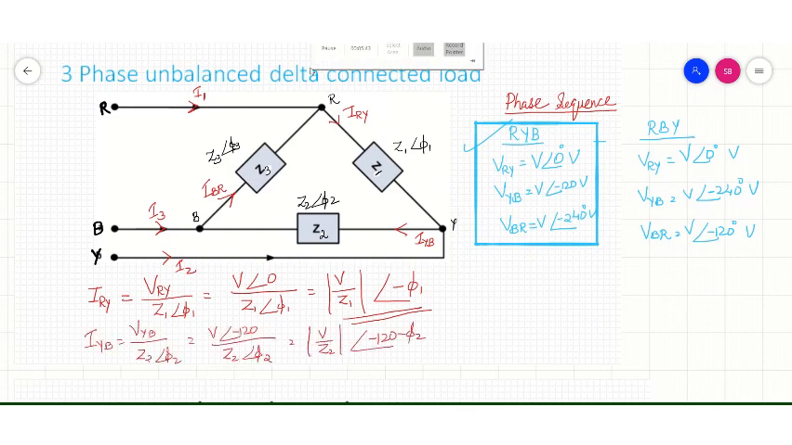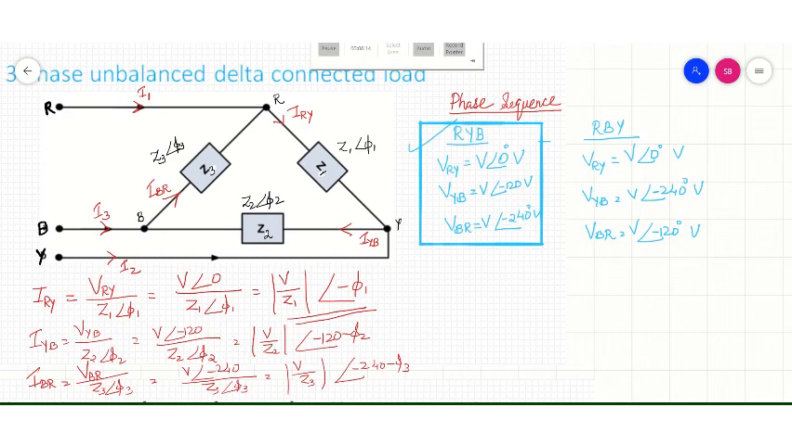IYB is equal to VYB divided by the impedance in that phase, which is Z2 angle phi 2. And VYB is V angle minus 120 degree. So it is V angle minus 120 divided by Z2 angle phi 2. Magnitude is V by Z2 and phase angle is minus 120 minus phi 2. Then we have to write the current IBR also. IBR is equal to VBR by Z3 angle phi 3.